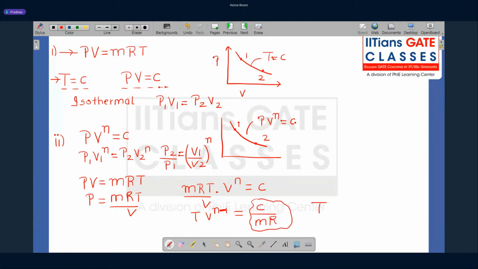So you get this relation TV to the power n minus 1 equal to some other constant K, you can say. So you can say T1 V1 to the power n minus 1 equals T2 V2 to the power n minus 1. This is another relation which you can get from here. So these are the different relations that we get.